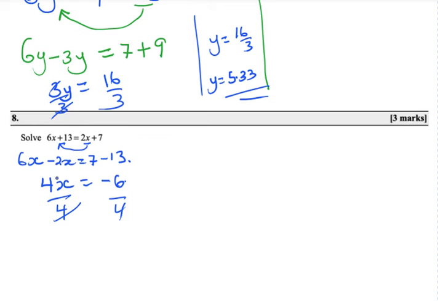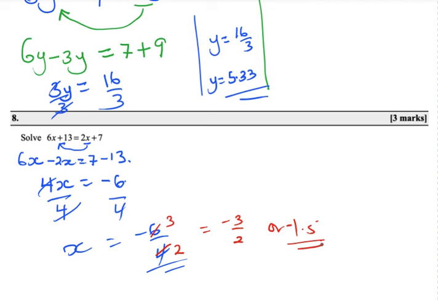To get rid of the 4 we divide, just like we were doing in the first video if you watched it. You can also change it to decimals if you were asked to, and you know that negative divided by positive is always negative. This can be reduced by 2, and reduced by 2 it is 3 over 2. So the answer is negative 3 over 2, or negative 1.5. This could be the answer here.